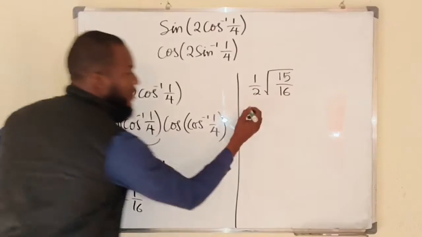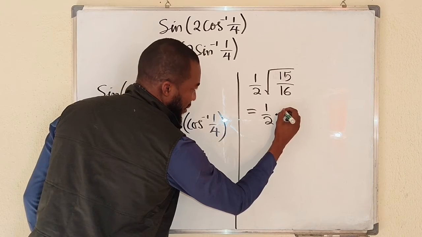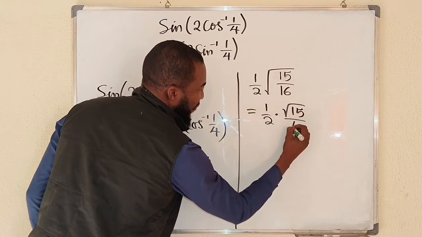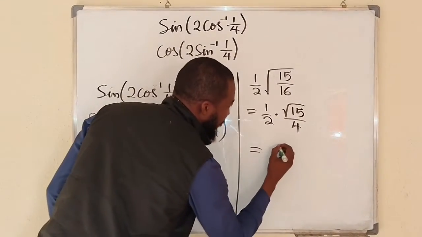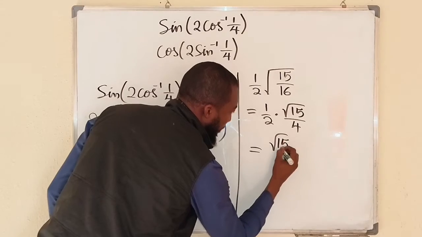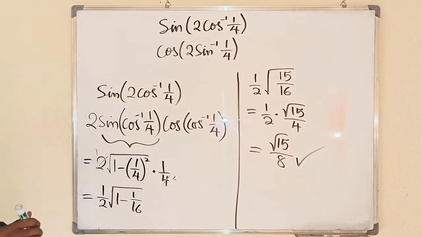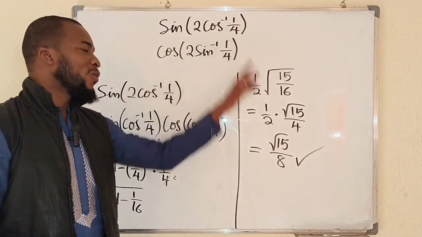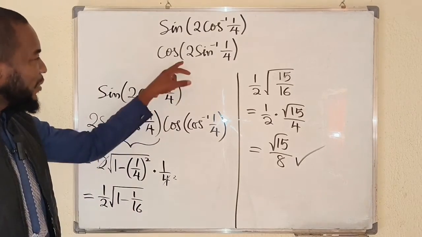This is equal to 1 over 2 times the square root of 15, which remains, over the square root of 16, which is 4. Finally, this is equal to the square root of 15 over 8. This is our final answer. Therefore, the sine of 2 cos inverse of 1 over 4 is equal to square root of 15 divided by 8. What about the second one?